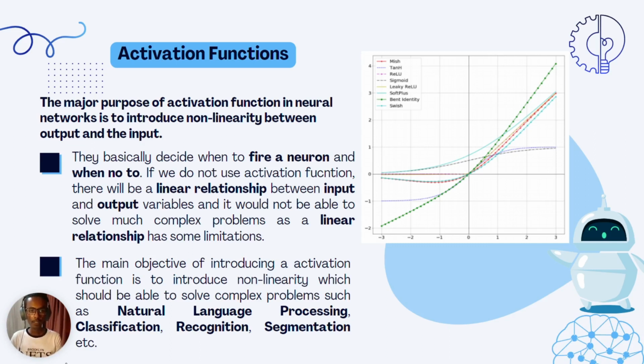So if we do not use activation functions, there will be a linear relationship between the input and the output variables. And the network will not be able to solve complex problems because of this linear relationship and its limitations. So the main objective of introducing an activation function is to introduce nonlinearity, which should be able to solve complex problems in natural language processing, classification, recognition, detection, and also segmentation.